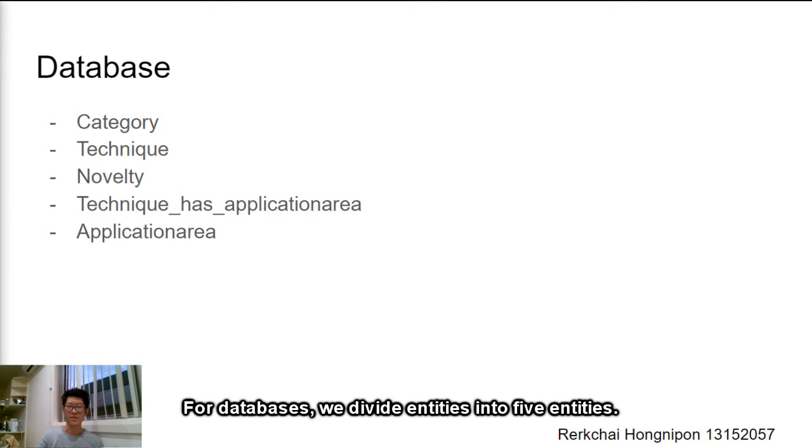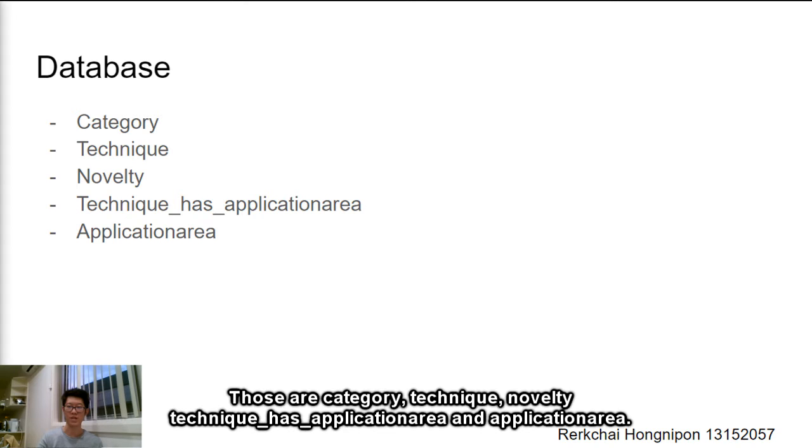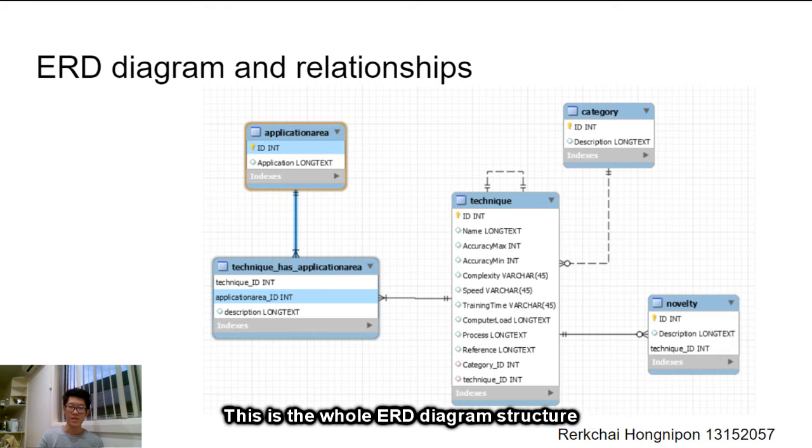For the database, we divide entities into 5 entities. Those are category, technique, novelty, technique as application area, and application area. This is the whole ERD diagram structure with different relationships in our database.